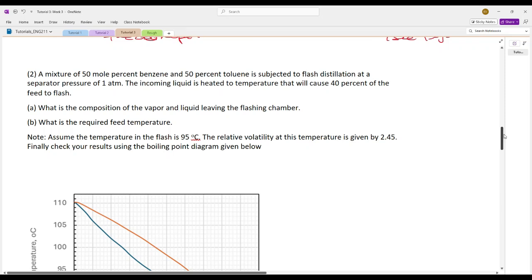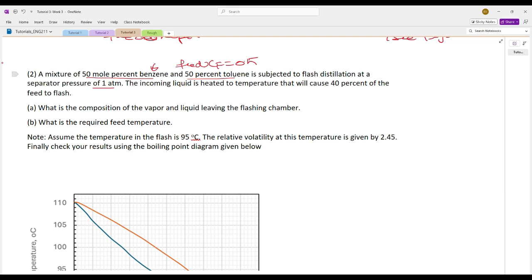This is something similar to the one which we solved during tutorial 2. But we may use some equations to solve this problem. So what we have here: a mixture of 50 mole percent benzene, 50% toluene. So feed x is given as 0.5. Benzene is the more volatile component here, and it is subjected to flash distillation at a pressure of 1 atmosphere.